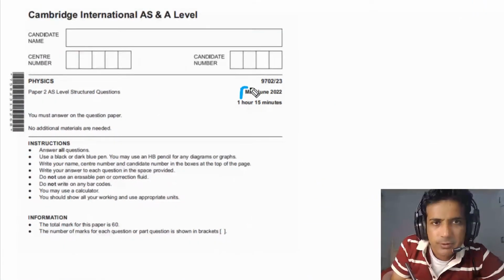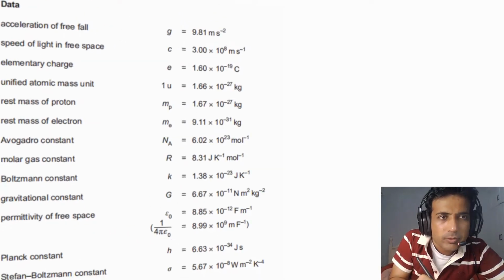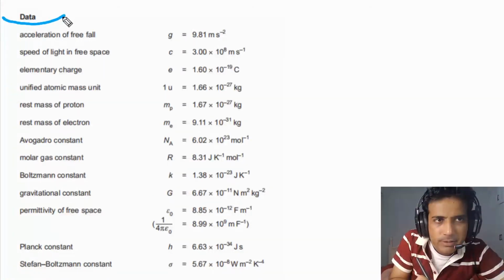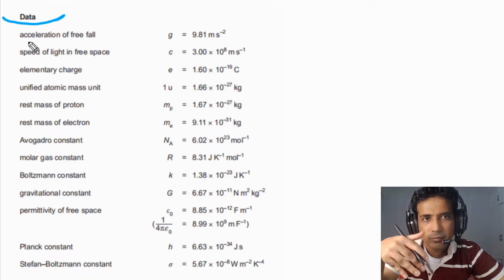In today's class, we are talking about June 2022, and total time for this exam is 1 hour and 15 minutes. You need to answer all the questions on this paper, and total mark for this paper is 60. On the second page of your exam paper, some data is given to you. Means values of some important constants are given. If you need value of any constant, you can come to the second page of the exam paper and you can find the value of the constant. So this is very important. You need to be clear that values of constants are given to you.